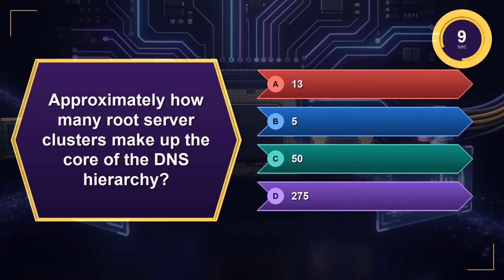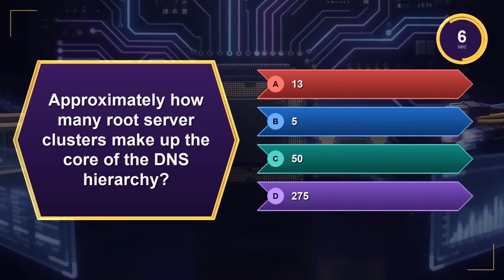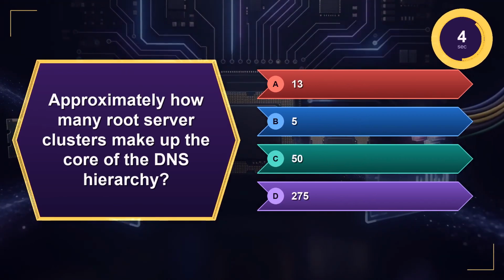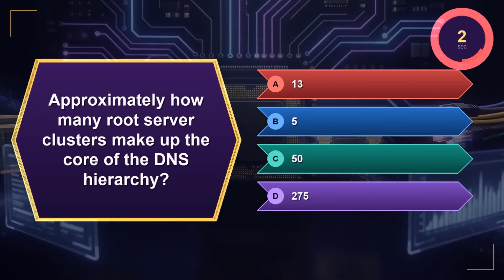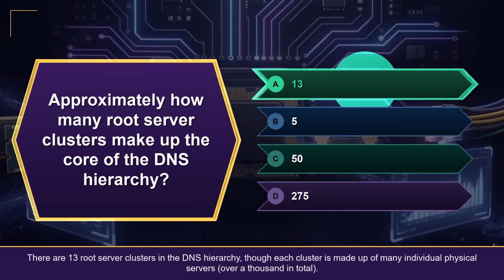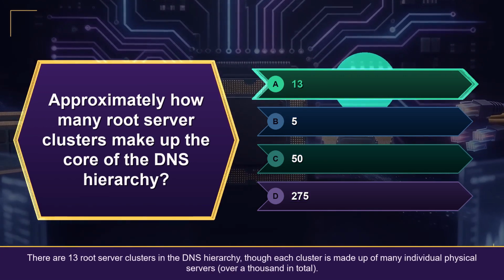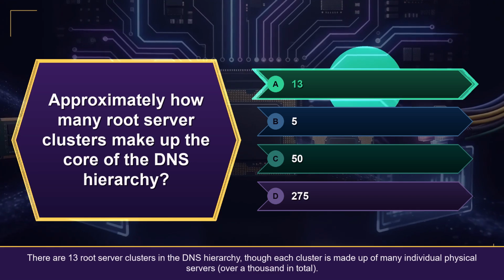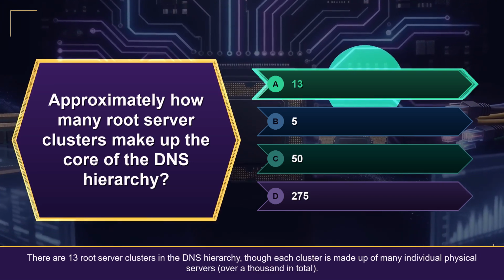Approximately how many root server clusters make up the core of the DNS hierarchy? There are 13 root server clusters in the DNS hierarchy, though each cluster is made up of many individual physical servers, over 1,000 in total.